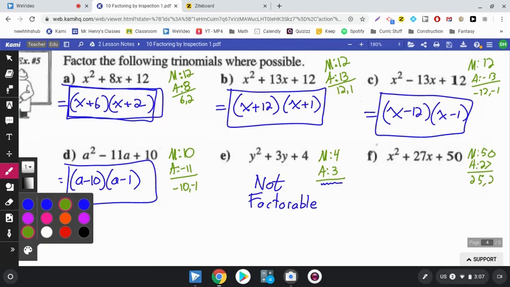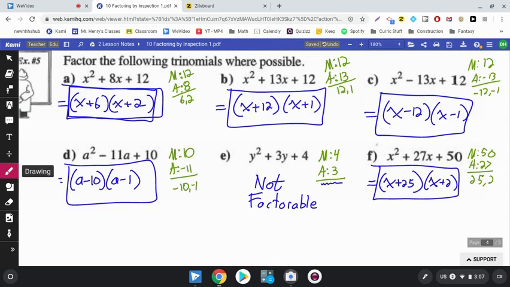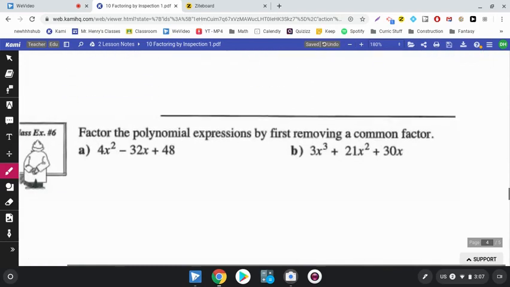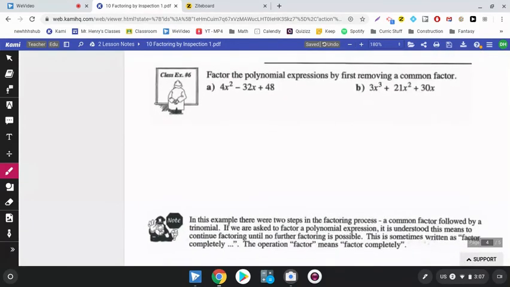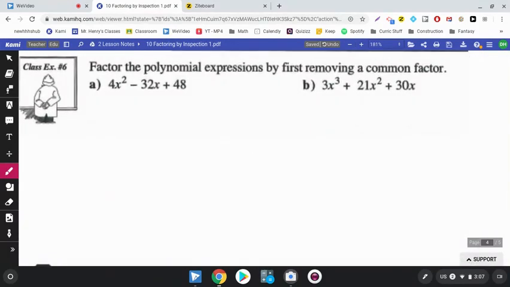Okay, let's do the last one. Multiply to 50, add to 27. Those numbers are 25 and 2. So my factors, this is the product of x plus 25 times x plus 2. That product multiplies out to my original polynomial. Okay, that is factoring by inspection. That's really all there is to it. And this is something we're going to do over and over and over until we're really good at it, and it's almost second nature to us.